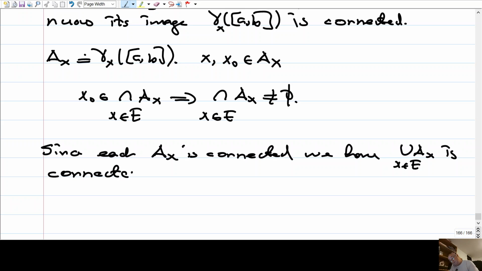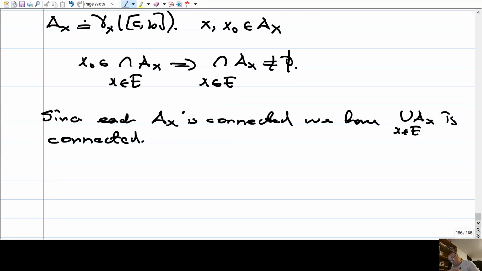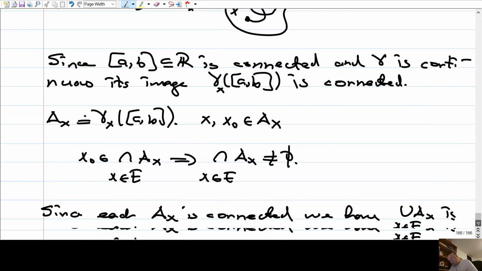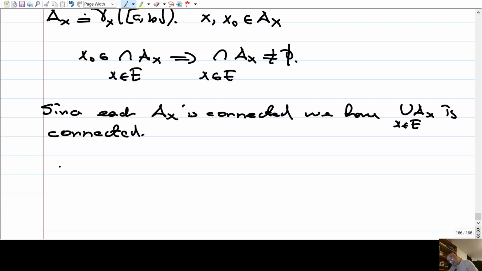But what is the union of these? Well, you see, these paths are all subsets of E. Therefore, their union lies in E. So I have this union of the ax, while x ranges in E, is a subset of E. But E itself is a subset of the union of one-point sets.